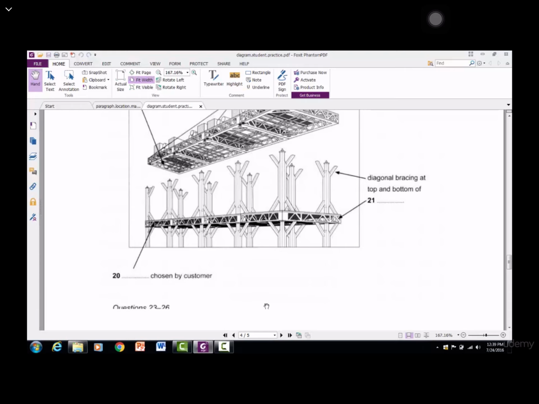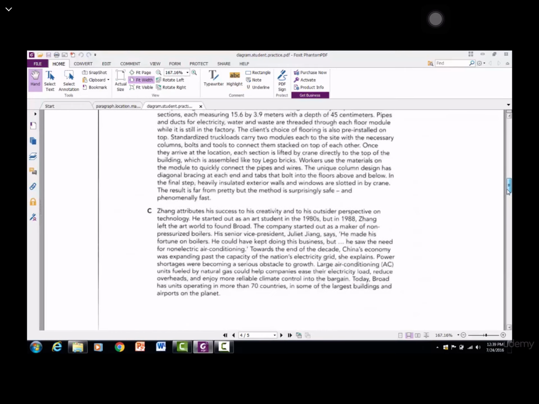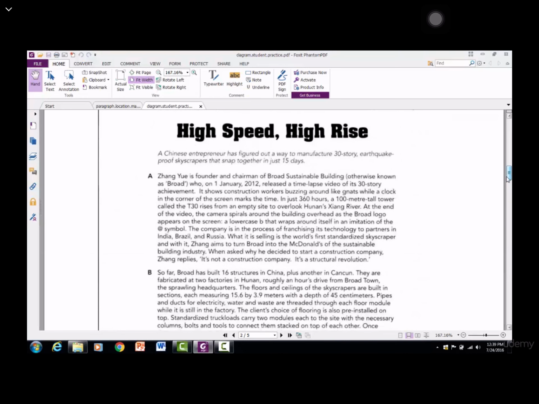All right, so let's look for our first one dealing with pipes and ducts. And that's going to be easy to find because it has to be together. And also, there are no synonyms for pipes and ducts. So we should be able to find those words exactly, and I'm scanning down now. Oh, all right, I found it already.